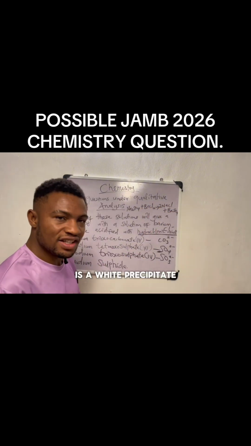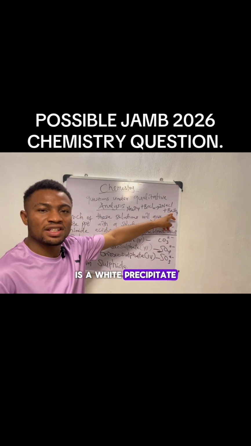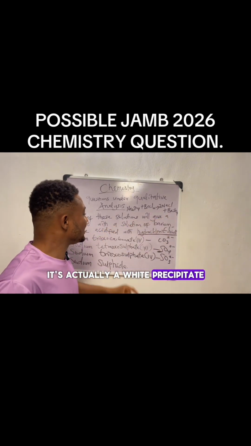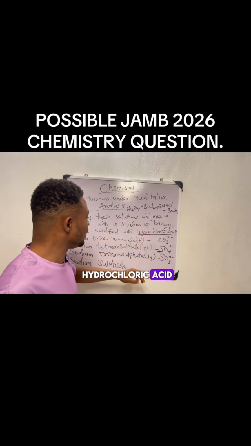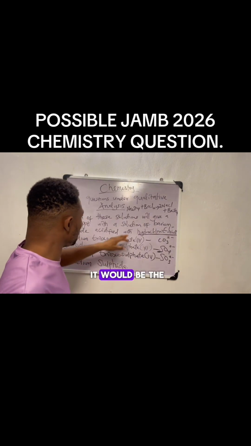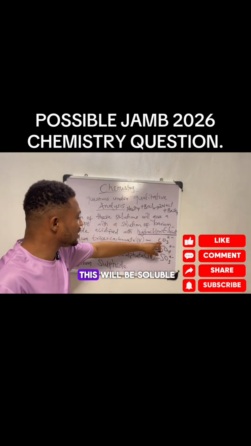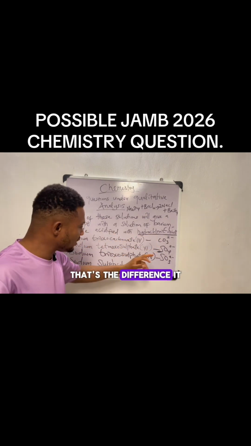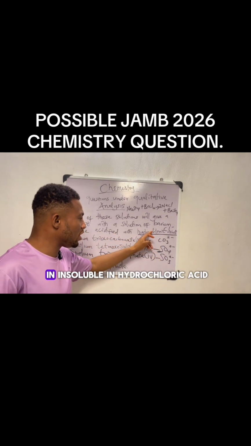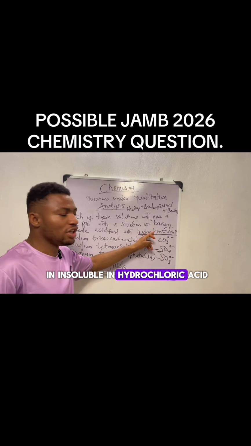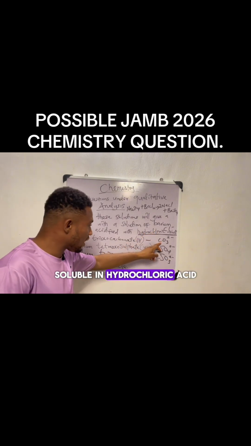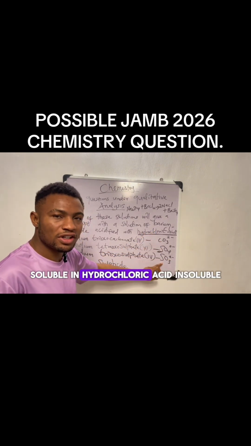This barium sulfate is a white precipitate. It's actually a white precipitate that is insoluble in hydrochloric acid. If you do the same for the others, it will be similar reactions. But this will be soluble in hydrochloric acid. That's the difference. It will be soluble in hydrochloric acid, while this one is insoluble in hydrochloric acid.